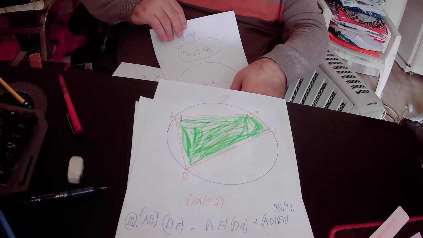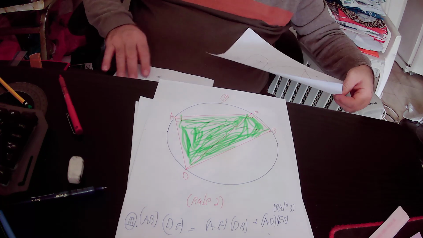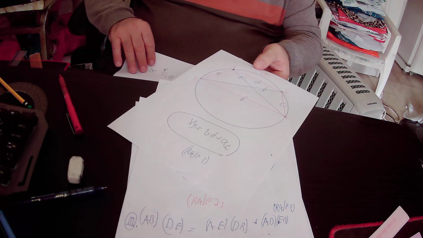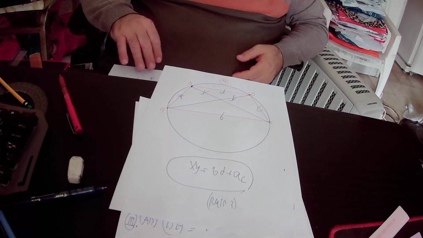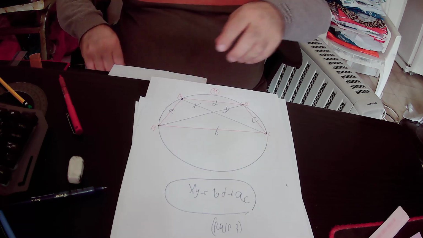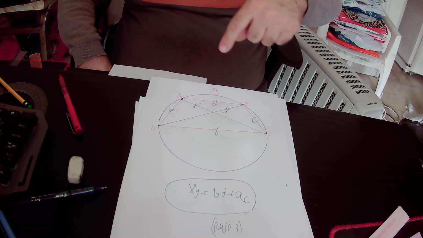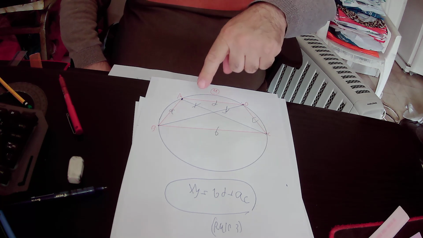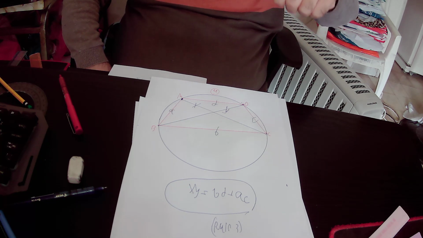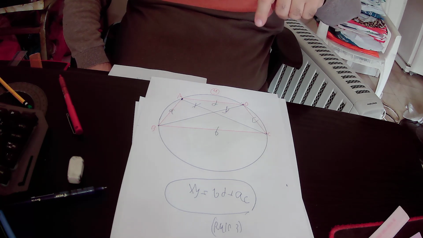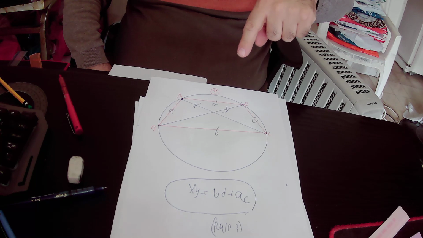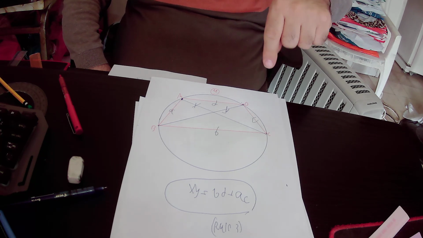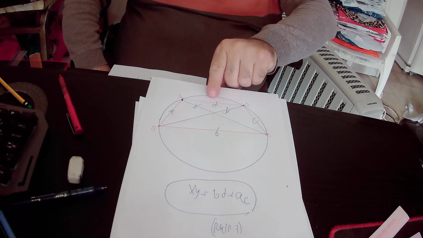First of all, I will show you again rule number 3. Rule number 3 states that if you have a quadrilateral ABCD that is inscribed by a circle, then the product of its diagonals, that is to say X times Y, equals the sum of the products of its opposite sides, BD plus AC, or XY equals BD plus AC.